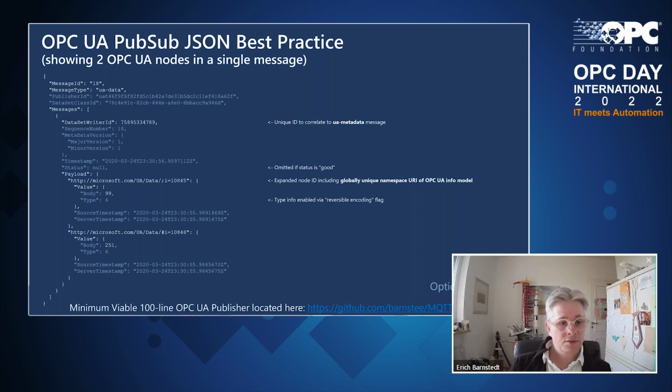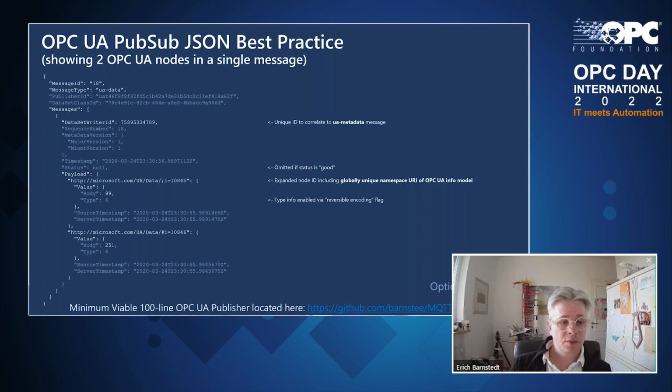So here's the payload. The important things are the message ID and the message type, because there are different message types. There's also the UA metadata message, which is sent before the actual data payload from the publisher. It defines basically what the data set that you see here in this message contains, right? And it defines their names, display names, and the types, not the values. The values then come in the actual UA data message.